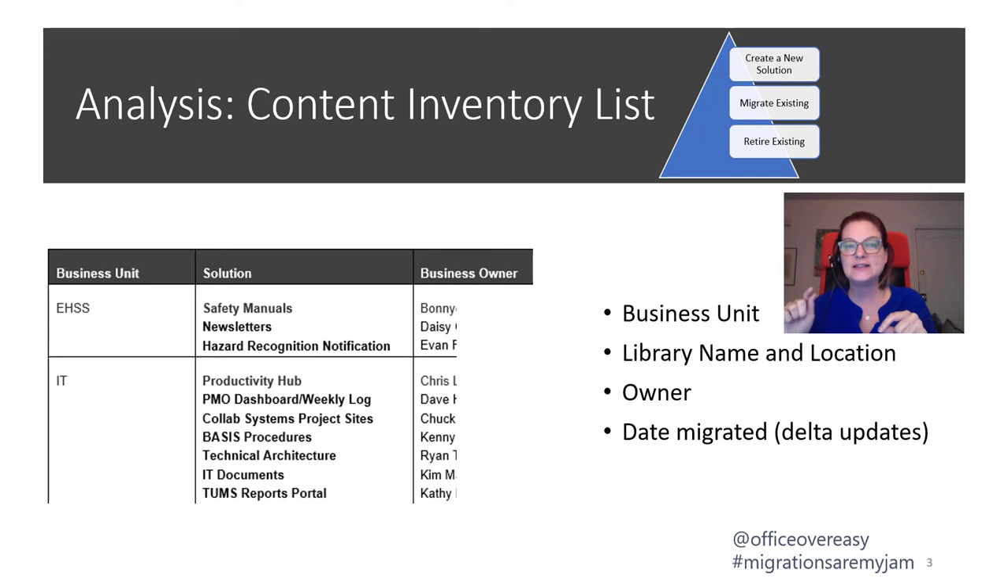So we're only dealing with that middle section here, that migrate existing, so that way you can say, okay, we're going to decide later where everything's going to go in the environment, but this is what we've decided we are migrating. So it's probably going to turn into two lists. You're going to have a retirement list and a migration list so that people are very clear about what's in scope and what's out of scope in the project.